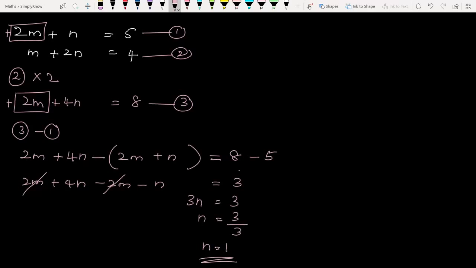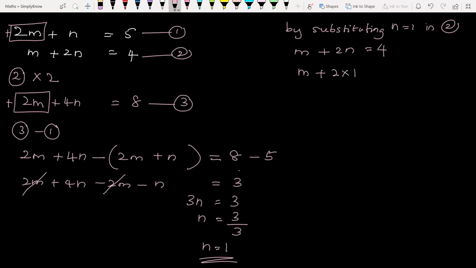Then I'm going to substitute n equals 1 into the second equation. Second equation is m plus 2n equals 4. m plus 2, n is 1 now, which means 2 times 1 equals 4. So m plus 2 equals 4. And m is 4 minus 2, which is 2. m is 2. If you want, you can substitute the values of m and n to any equation and check your answer's accuracy.